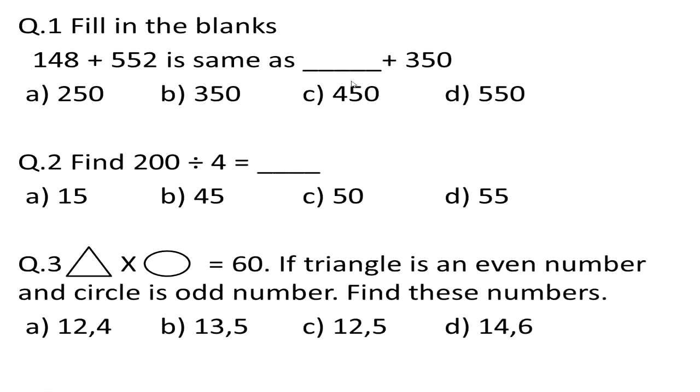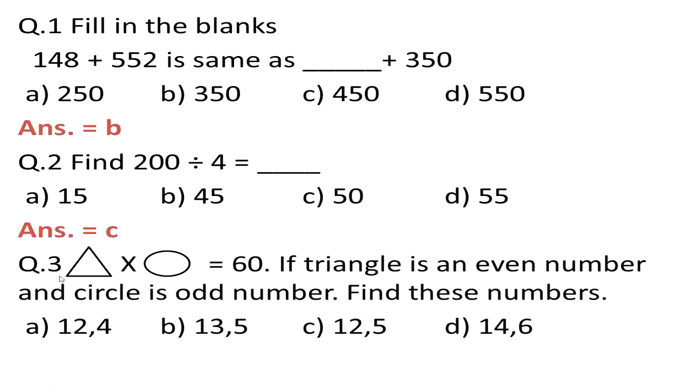So our answer is option number B, because here 148 plus 552 is equal to 700, and 350 plus 350 we get 700. Question number 2, find 200 divided by 4. It's very easy and our option is option number C, that is, the answer is 50.